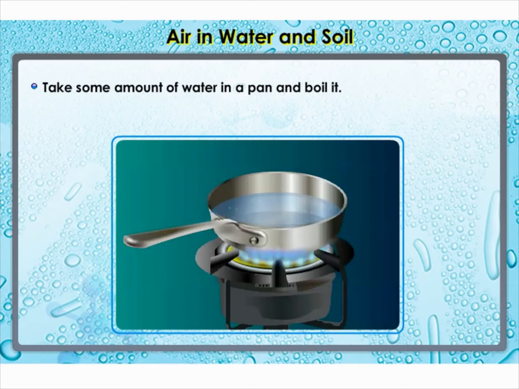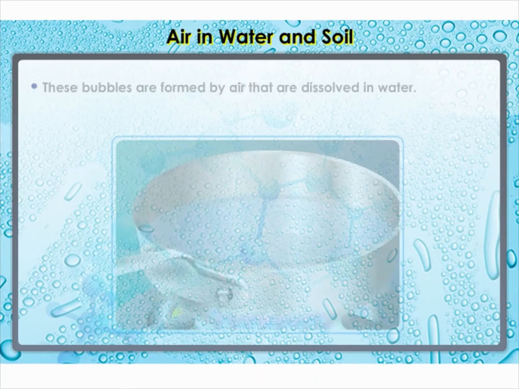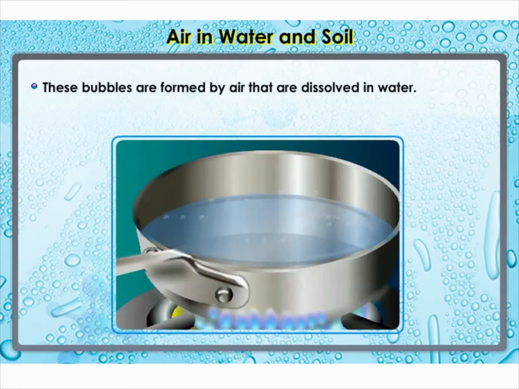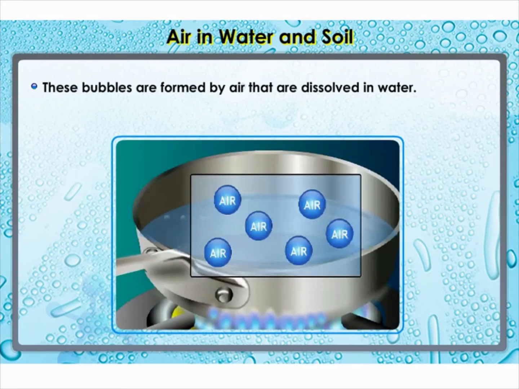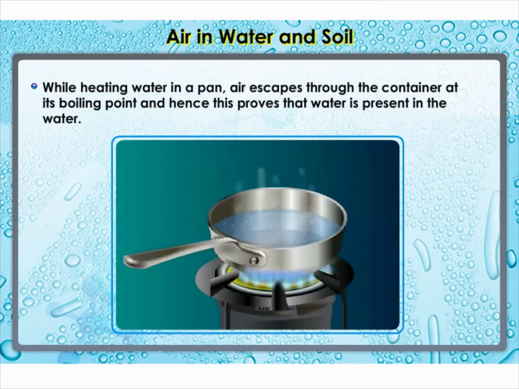Take some amount of water in a pan and boil it. You will find certain tiny bubbles that arise from the inner surface of the pan. These bubbles are formed by air that is dissolved in water. While heating water in a pan, air escapes through the container at its boiling point, and hence this proves that air is present in water.